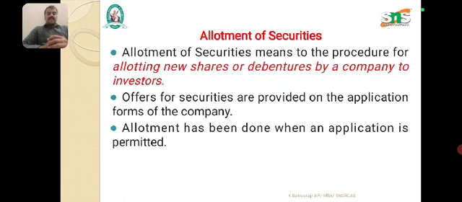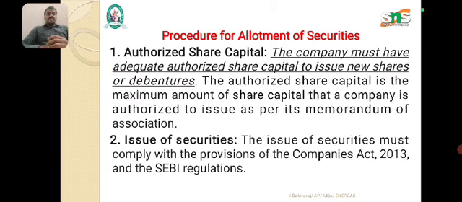In this part, we are going to discuss the allotment of securities. What do we mean by securities and how does the company allot them? Allotment of securities means the procedure for allotting new shares or debentures by the company to the investors. Offers for the securities are made through application forms of the company. Allotment is done when the application has been accepted. This slide shows the procedures for the allotment of the securities.